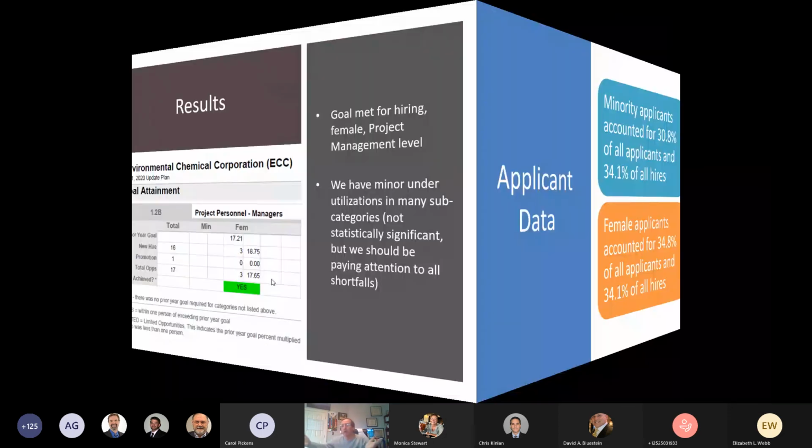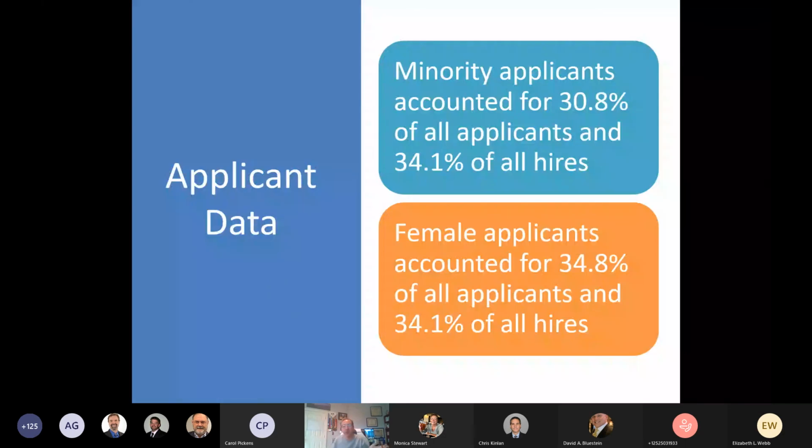Our workforce should replicate our communities. I mean, that's really the goal here, is not to have too many of one, not enough of the other. It's that our workforce should reflect our community.